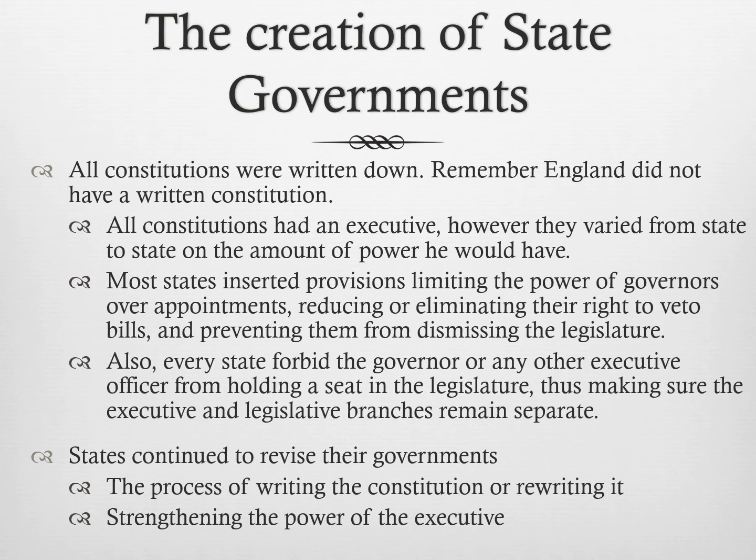So states are going to continue to revise their governments. The process of writing the constitution or rewriting it is just going to be ongoing. And they're also going to strengthen the power of the executive. And so now, after the American Revolution, you're going to see this toleration of slavery, but it's really going to start to pull the North and the South apart because they view it in different modes. All right, so let's continue on.